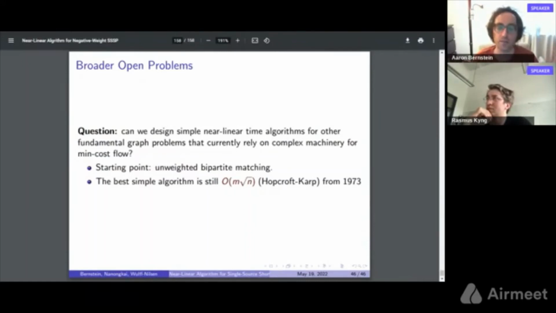Maybe we can get simple algorithms. But of course, we only got it for negative weight shortest paths. I have no idea if it's possible to get it for these other problems, but I think that'd be an interesting direction to look into.